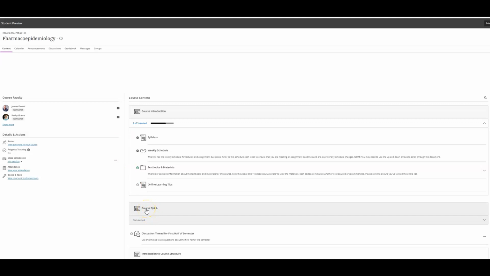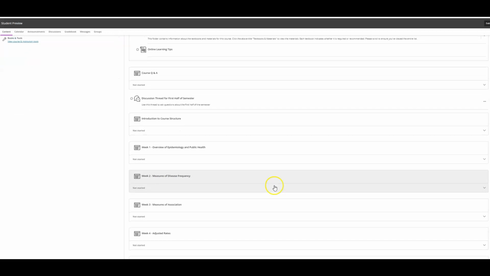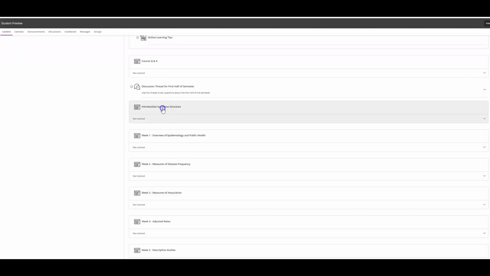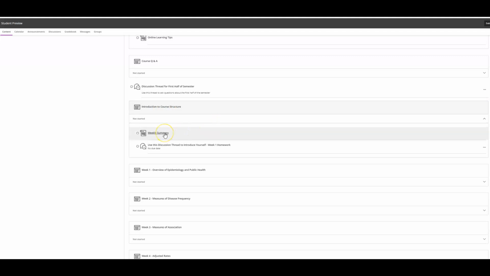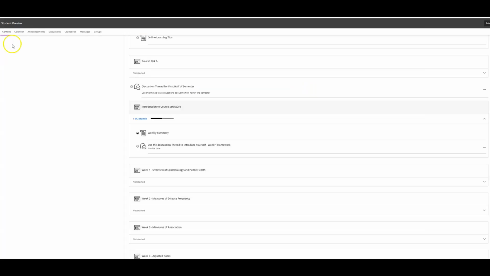And then if we come down and start going through the rest of the course, basically it's split up by week. Our first week is just an introduction to the course structure. Within each week, you're going to see a weekly summary of what needs to happen for that week. Really, the first week is just to review the course syllabus and the weekly schedule. And if there's any homework, that's going to be posted here as well. So that's just post in the intro to Epi thread, an introduction to yourself. And that discussion thread is right there in week one as well in the intro to course structure.